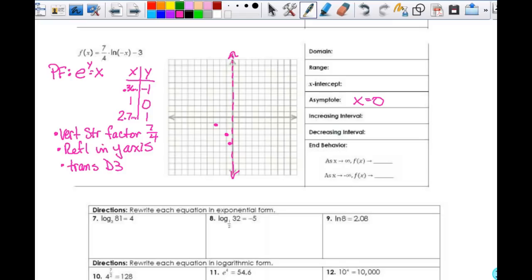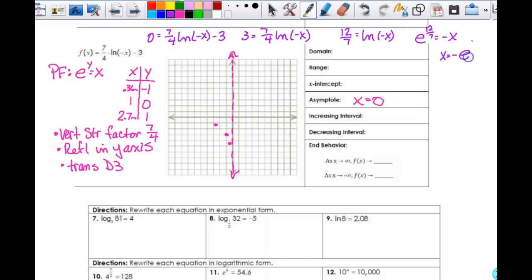So what I am missing is my x-intercept. So that's when y is 0. So 0 equals 7/4 times the natural log of -x minus 3. So that means that 3 equals 7/4 times the natural log of -x. Multiply by 4/7. That's going to give me 12/7. Hang on, I don't want the equals there. 12/7 equals the natural log of -x. I rewrite that in exponential form. So e to the 12/7 power equals -x, which means x equals -e to the 12/7 power. So -e to the 12/7 power, comma 0.